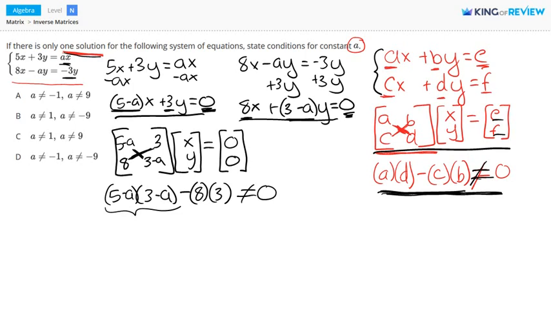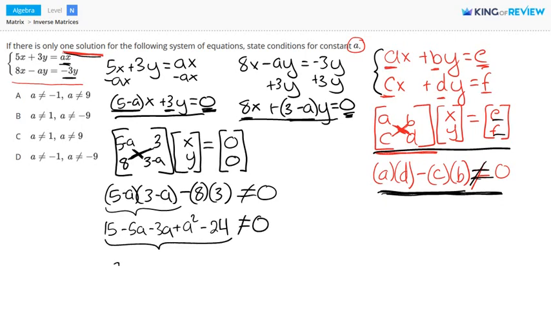So the first step here is to FOIL this. When we FOIL this, we get 5 times 3, which is 15. 5 times negative a is negative 5a. Negative a times 3 is negative 3a. And negative a times negative a is a squared. And then we have minus 8 times 3, so minus 24. And this is not equal to 0. Now let's combine like terms here. So we have a squared minus 8a minus 9, and this is not equal to 0.